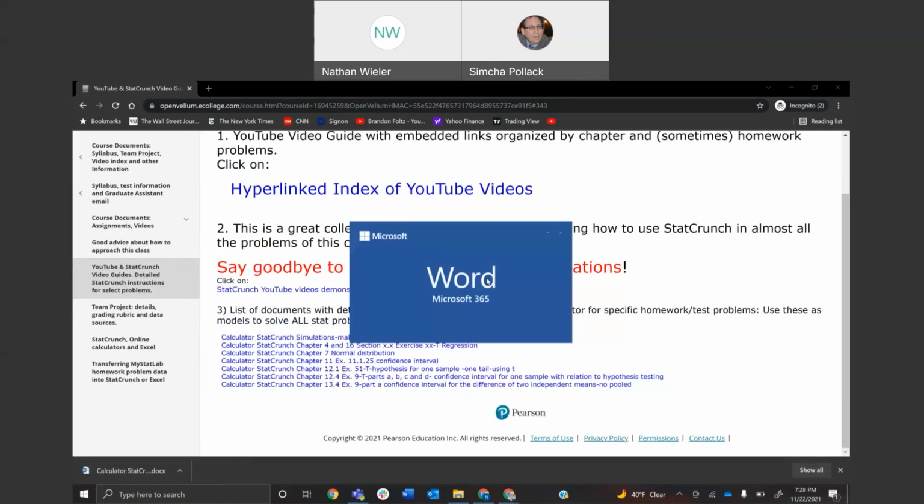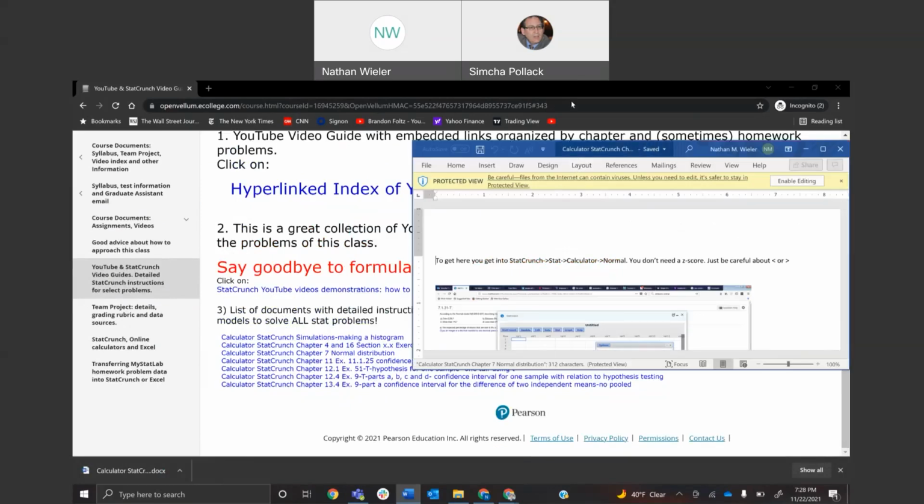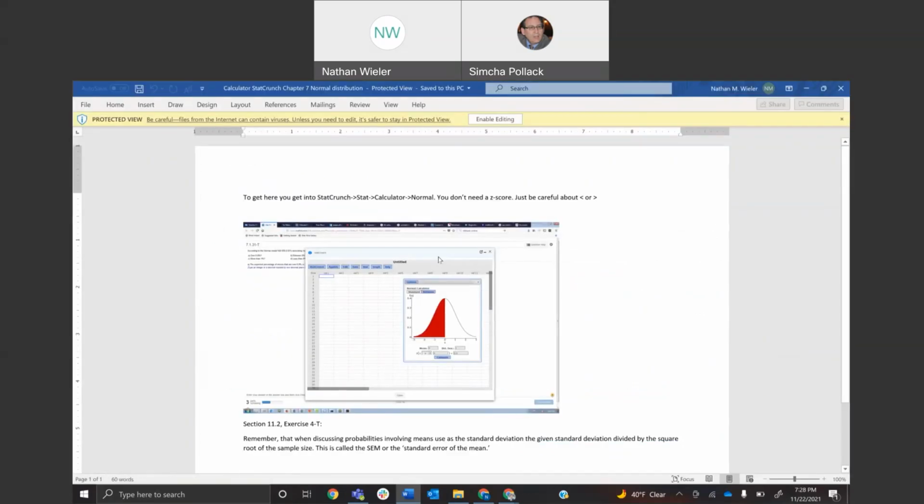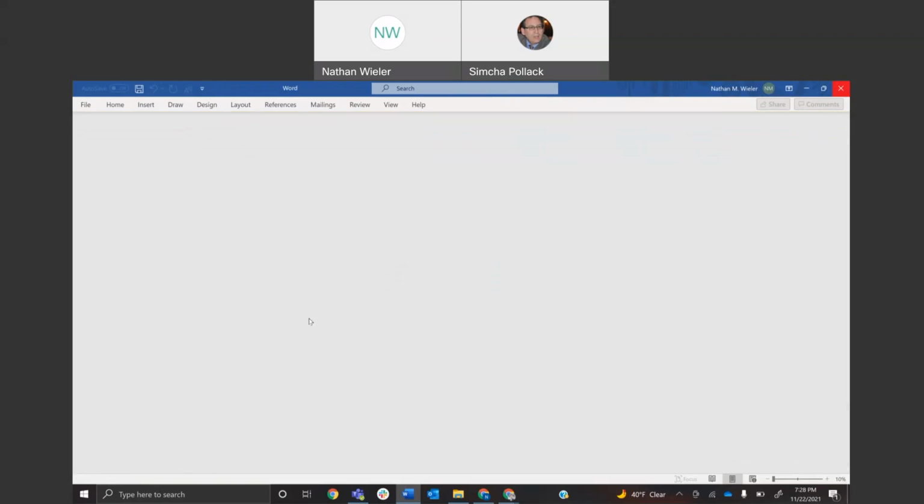So, for example, when you look at chapter 7... Oh no, I'm sorry, this is chapter 7. Okay, so this shows you how you can get the answer to chapter 7 problems using StatCrunch. There's that calculator. It tells you to go to stat, the calculator, normal, and then you just plug in all the numbers into that little box they give you, and the answer should pop out. That's one way to learn it.